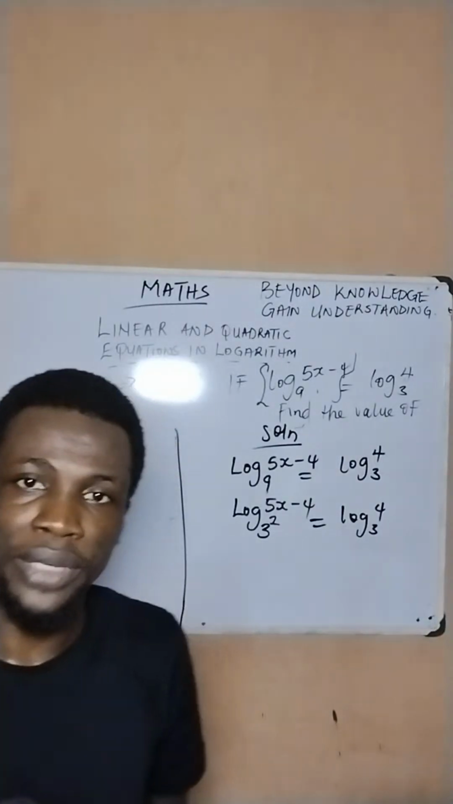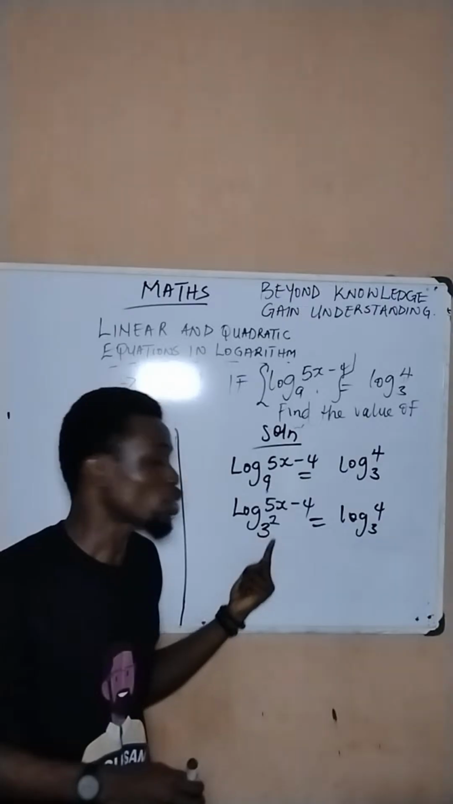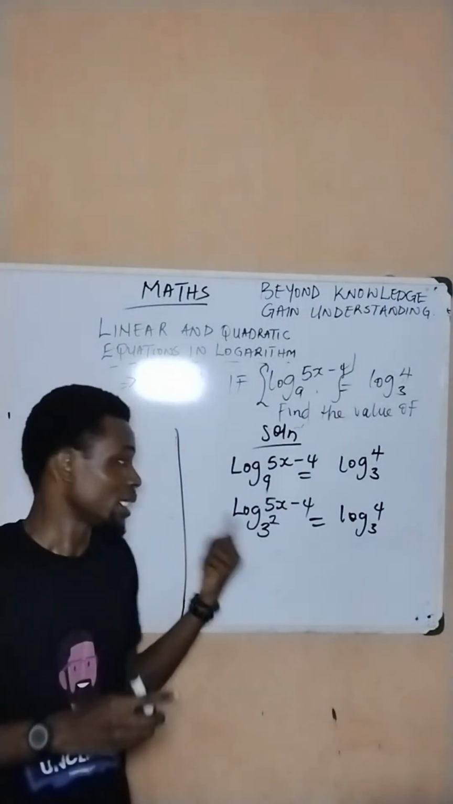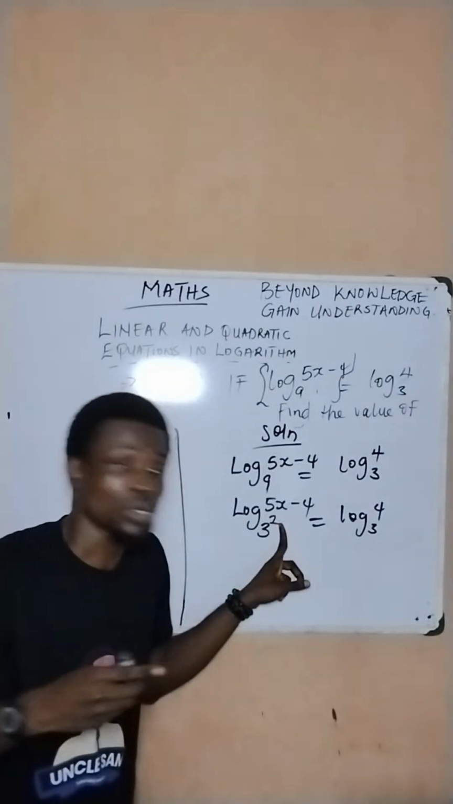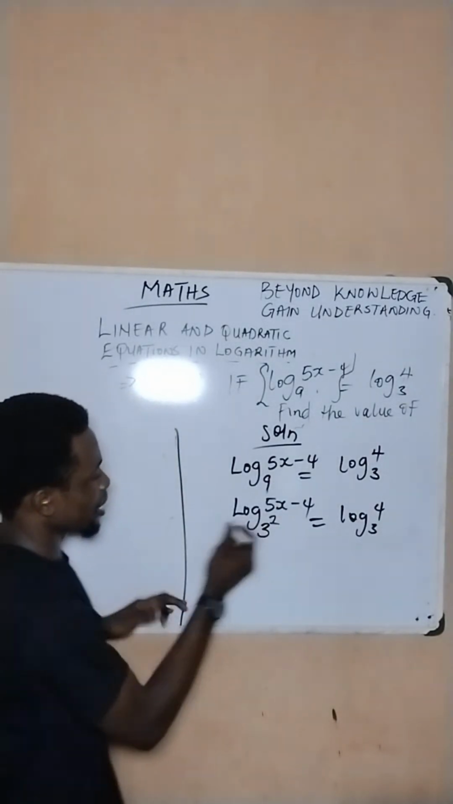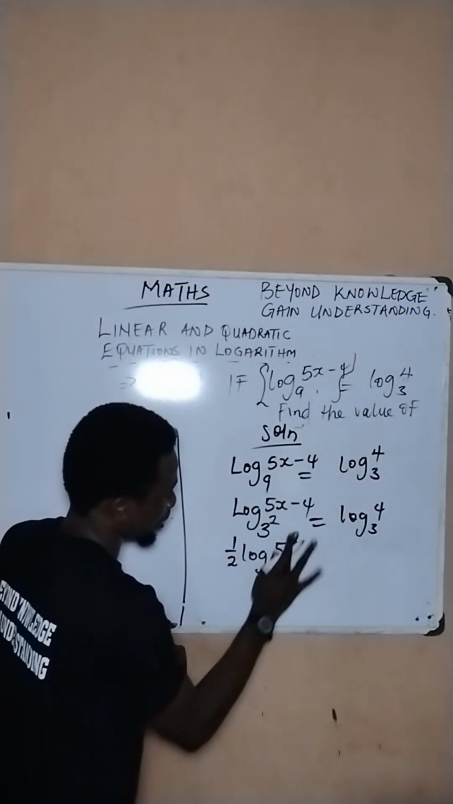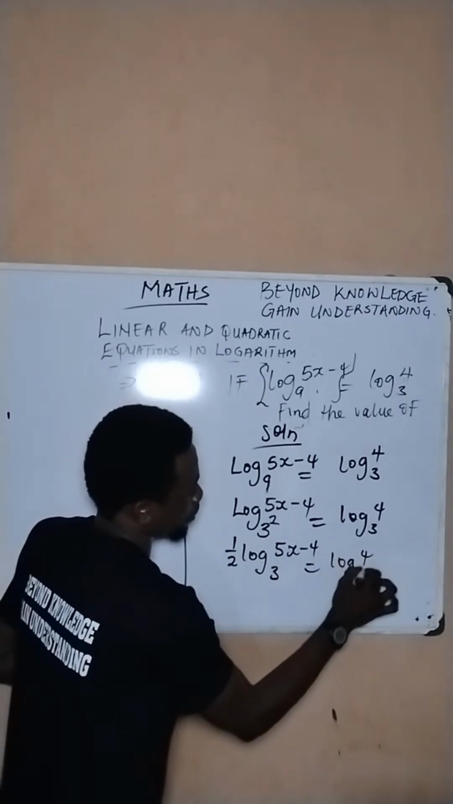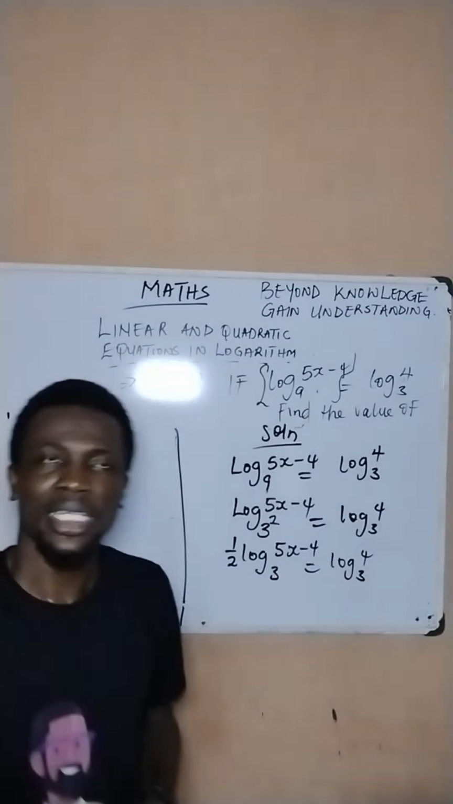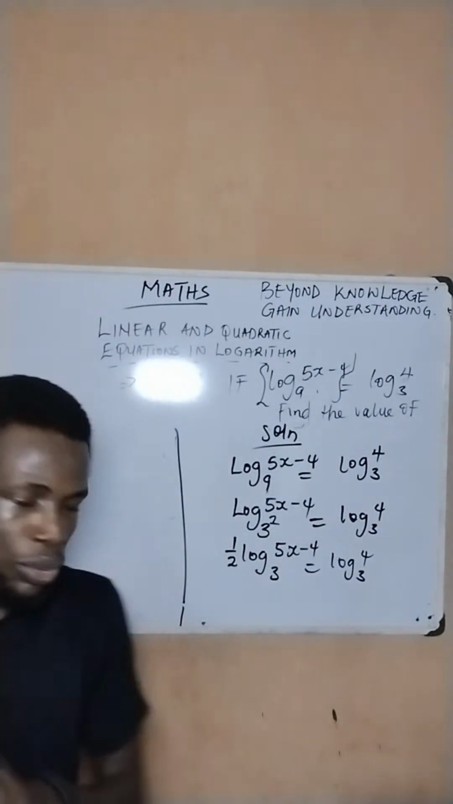What else can we do here? Apply this law that I just stated. Since the base is having a power, it's not going to become the coefficient of the log, but it's going to be the reciprocal of this value. So this is simply 1 over 2 log 5x minus 4 base 3 equals log 4 base 3. So now that we've gotten to this stage, what can we do?